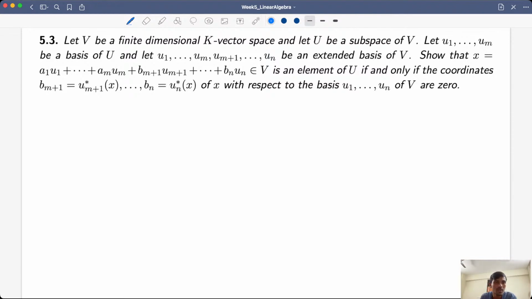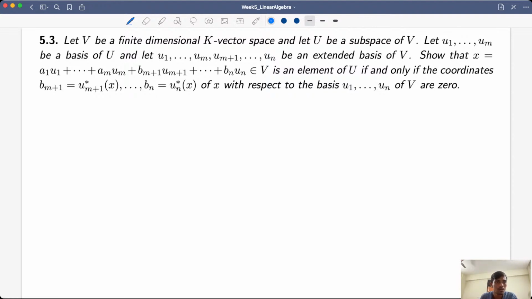Remember this u_{m+1}^*(x) captures the coordinate of u_{m+1} in the expansion of x. If you expand this x in terms of u1 through un, it just captures the b_{m+1} coefficient. So in particular it takes the value 1 at the u_{m+1} vector and everything else is 0.